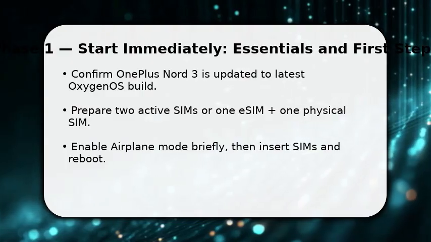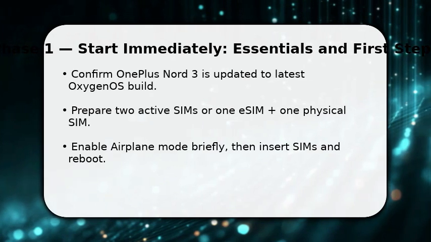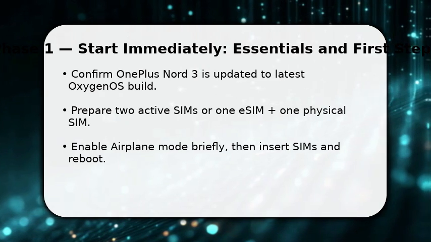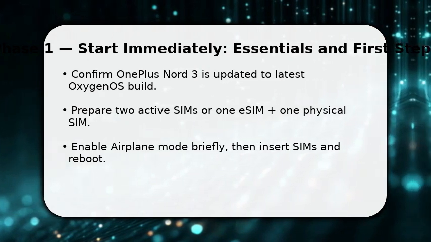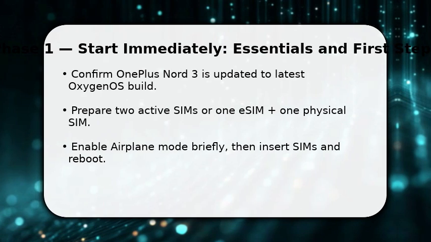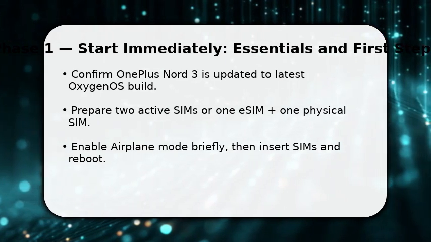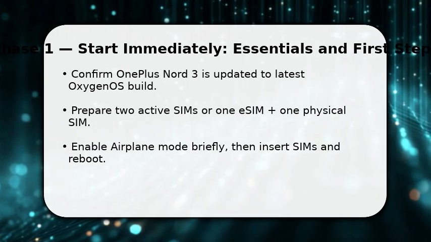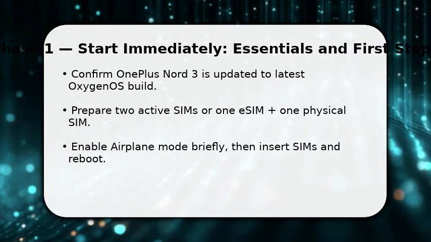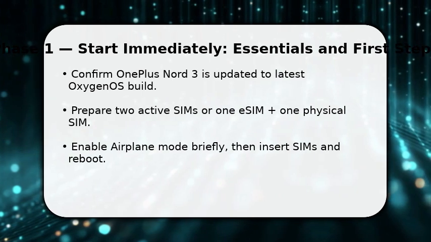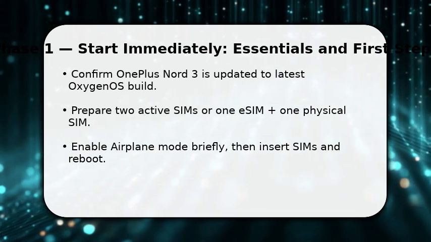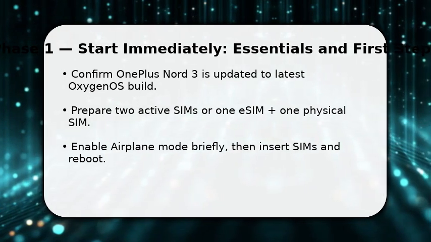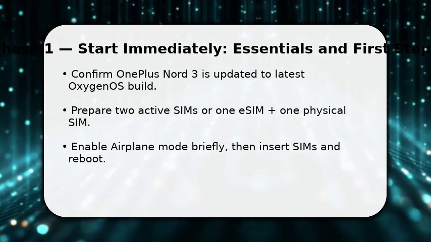You start by confirming your OnePlus Nord 3 runs the latest Oxygen OS. This prevents carrier and dual SIM bugs. Next, make sure you have 2 active lines, either 2 physical SIMs or 1 physical plus an eSIM provisioned by your carrier. Once done, toggle airplane mode for a few seconds, insert the physical SIM into the tray, and reboot the phone. This first sequence ensures the base hardware and software are in sync before you proceed to configure dual connection settings.